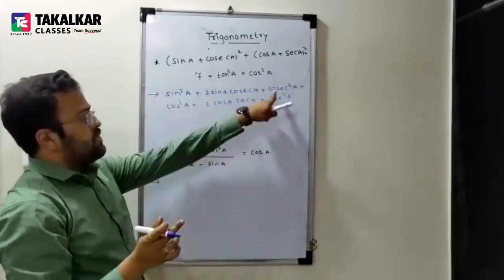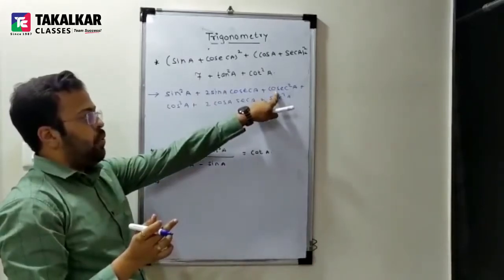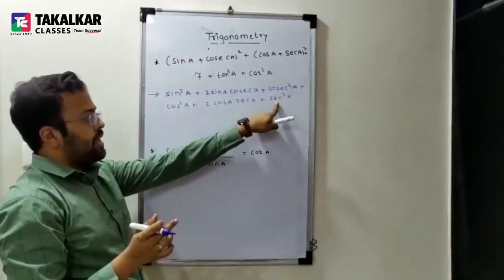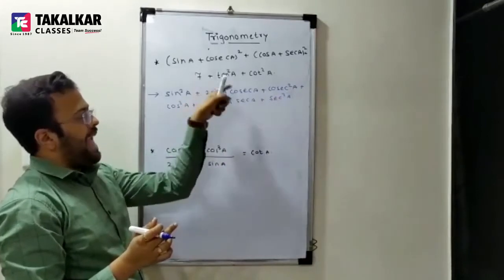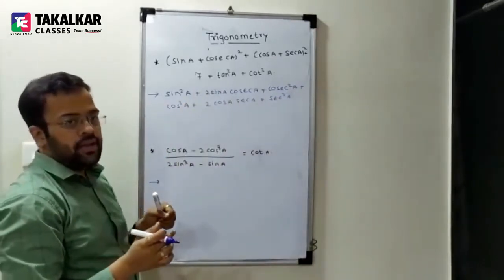5. Now substitute. Cosec square can be written as 1 plus cot square. Sec square can be written as 1 plus tan square. And you will get answer that you have to try.